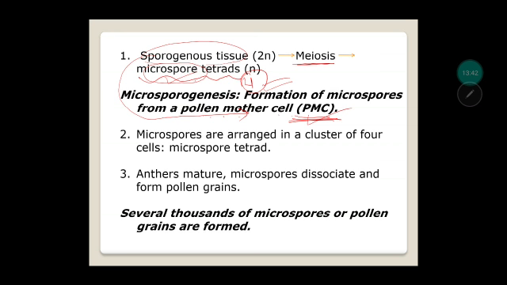Okay. And why is it called a microspore tetrad again? Tetrad means 4, because they are arranged in a cluster of 4 cells like this. Then what will happen? Anthers are going to mature and these microspores will dissociate and form pollen grains, and thousands of pollen grains are formed.